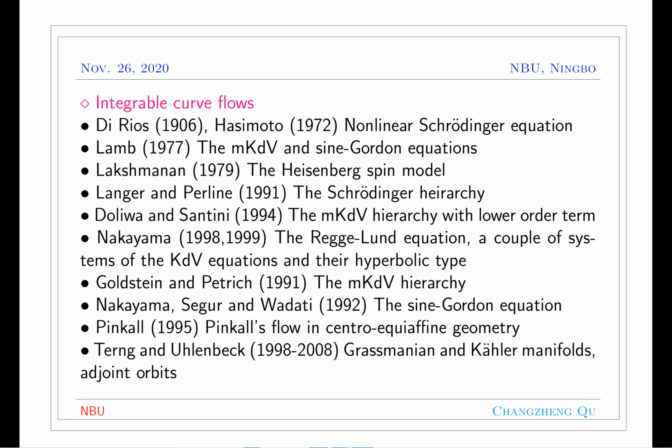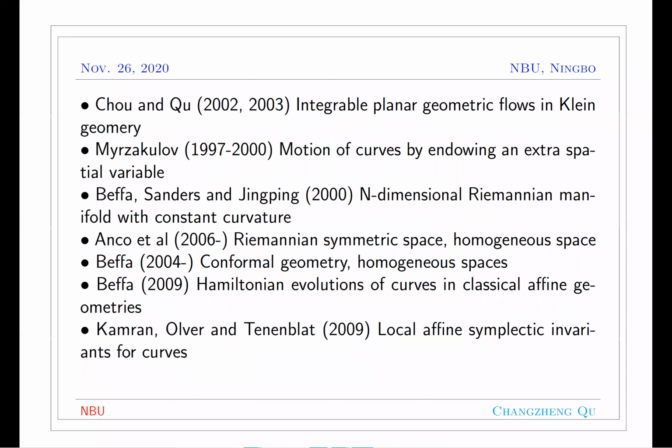Later, many classical integrable systems were proved to arise from the invariant geometric flows in other geometries, such as the modified KdV equation, Sawada-Kotera equations, KdV equations, sine-Gordon equations, Kaup-Kupershmidt equations, and many classical integrable systems. Sorry, I cannot include all the references here. Recently, there are also many works studying the integrable curve geometric flows in Riemannian symmetric homogeneous spaces.